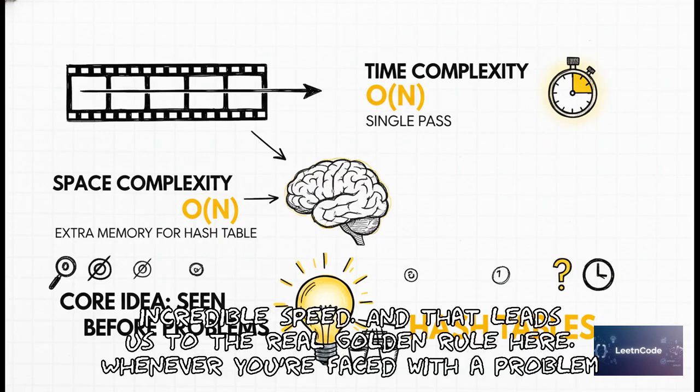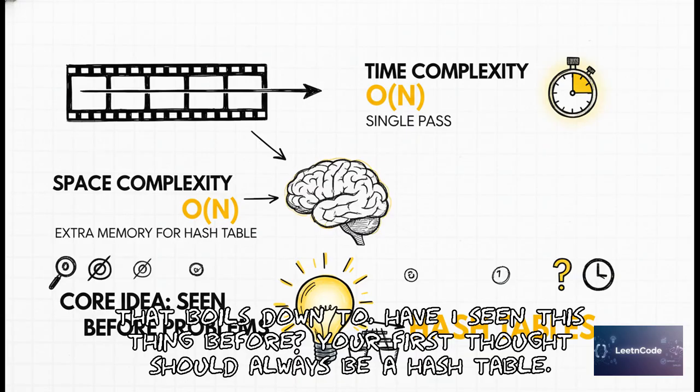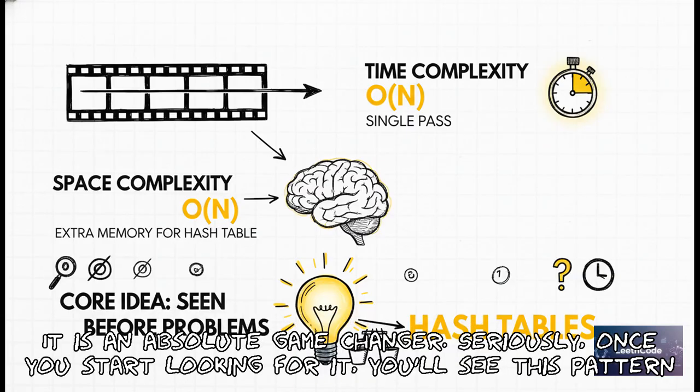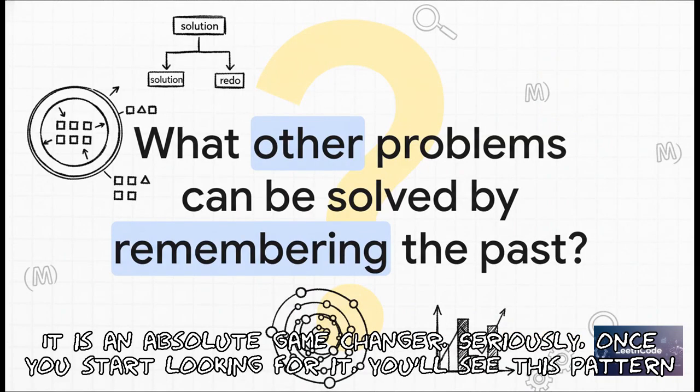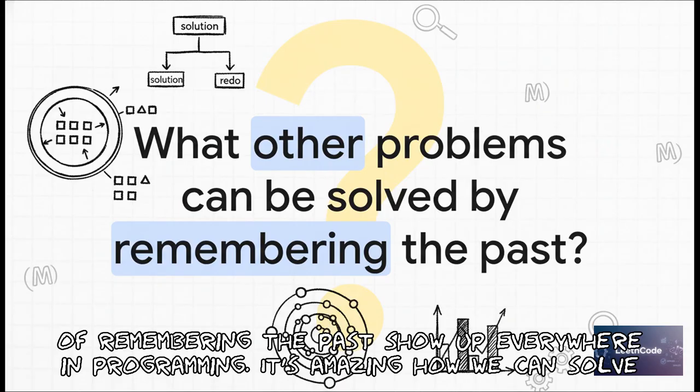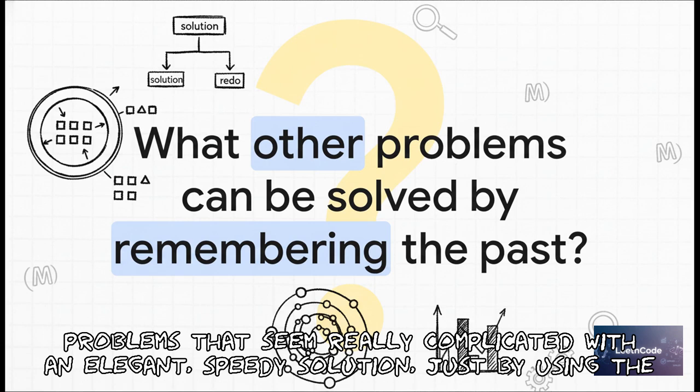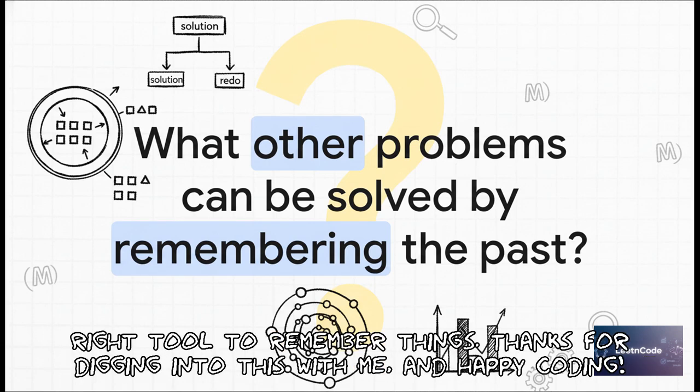And that leads us to the real golden rule here. Whenever you're faced with a problem that boils down to, have I seen this thing before? Your first thought should always be a hash table. It is an absolute game changer. Seriously, once you start looking for it, you'll see this pattern of remembering the past show up everywhere in programming. It's amazing how we can solve problems that seem really complicated with an elegant, speedy solution, just by using the right tool to remember things.